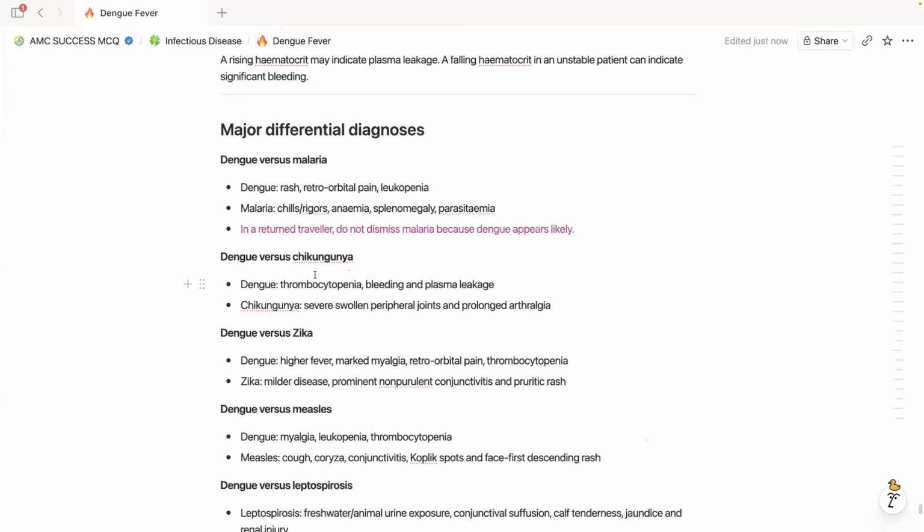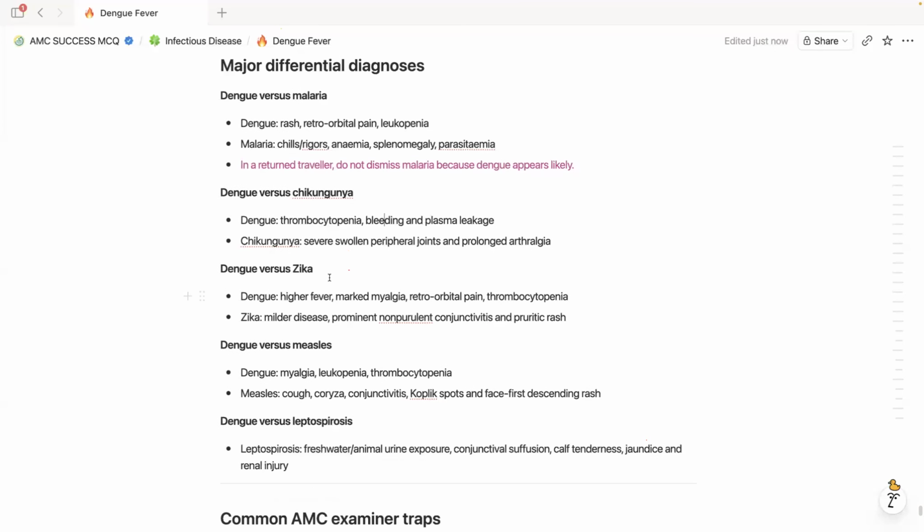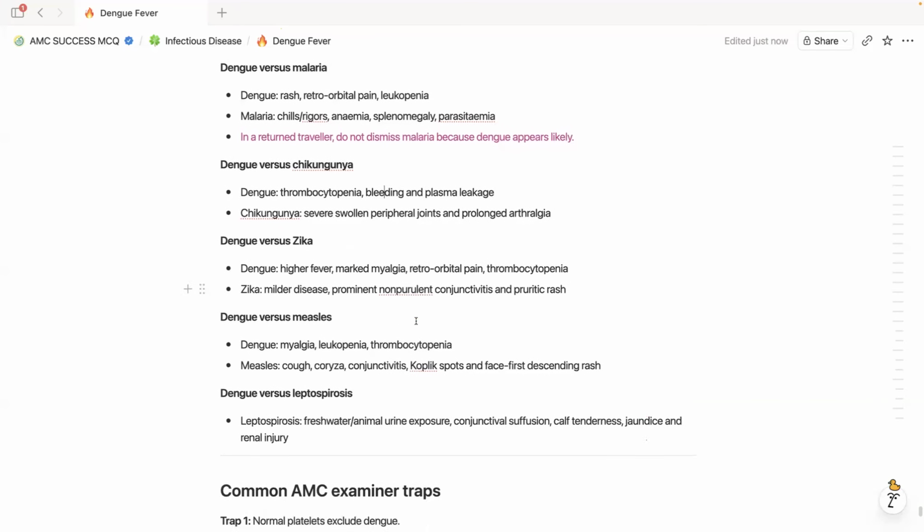Dengue with chikungunya. In dengue, there will be thrombocytopenia, bleeding, plasma leakage. In chikungunya, there will be severely swollen peripheral joints and prolonged arthritis. Dengue with Zika: dengue has high fever, marked myalgia, retro-orbital pain. In Zika, it is a milder disease, with prominent non-purulent conjunctivitis and pruritic rash.